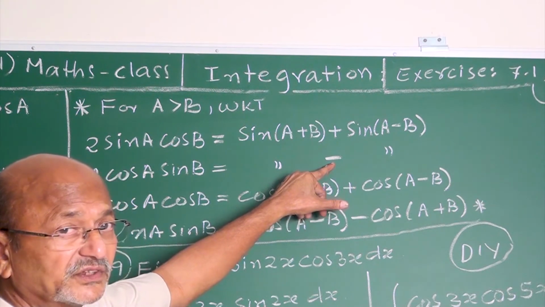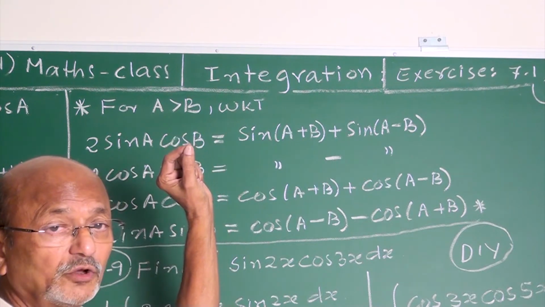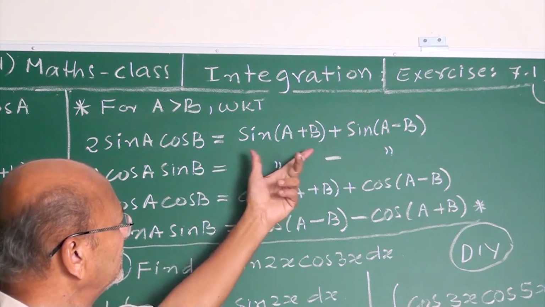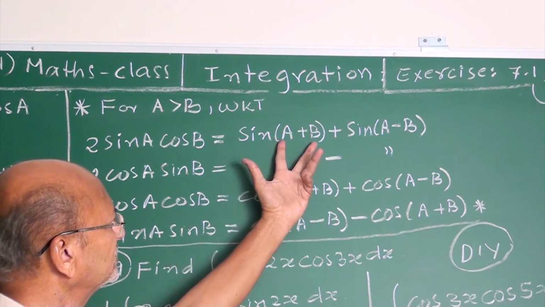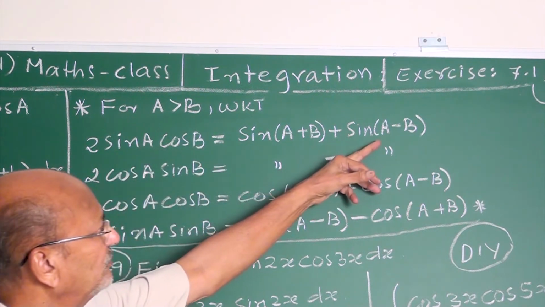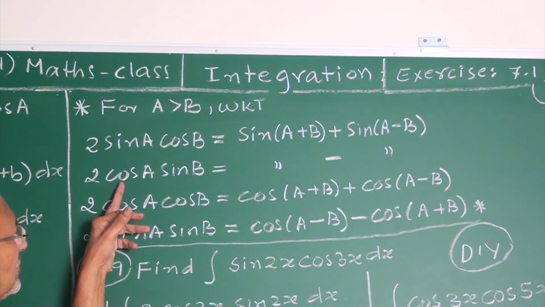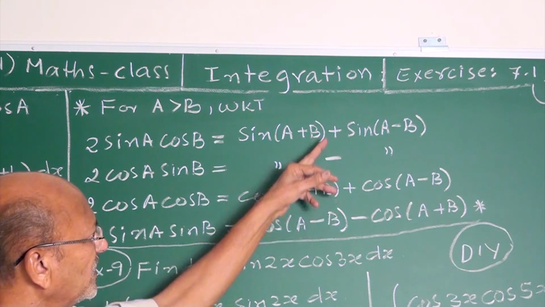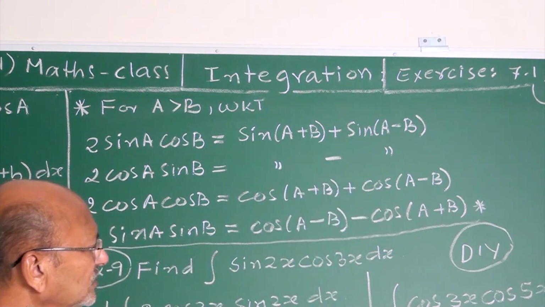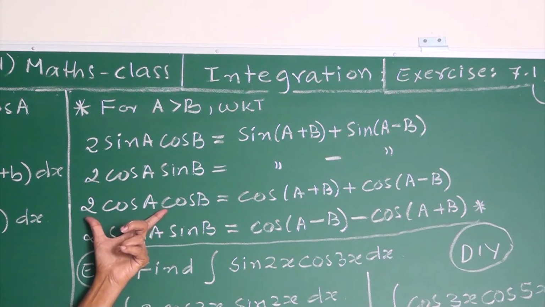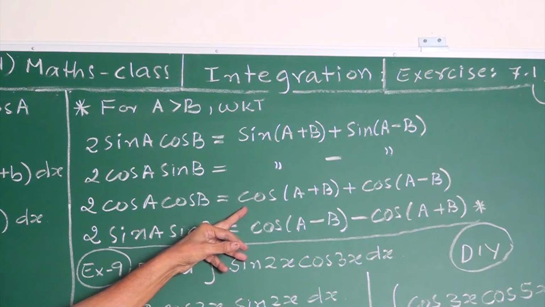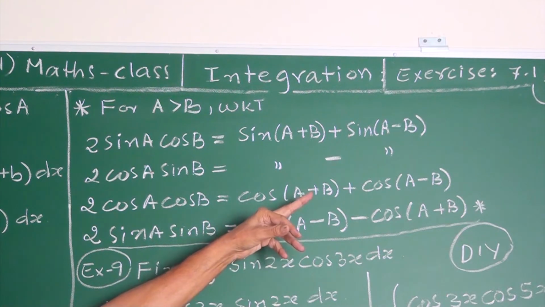What do you mean by first place? The trigonometric ratio of the bigger angle. If sine of the bigger is first, it is plus. Simply remember: sine of the sum of the angles plus sine of the difference of the angles. If cos is in the first place, it is sine of the same, but this plus becomes minus: sine of the sum minus sine of the difference. Purely cos, my friends, both are cos: 2 cos A cos B is cos of the sum plus cos of the difference.